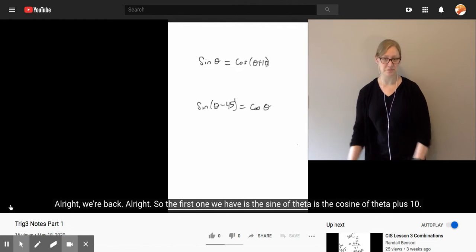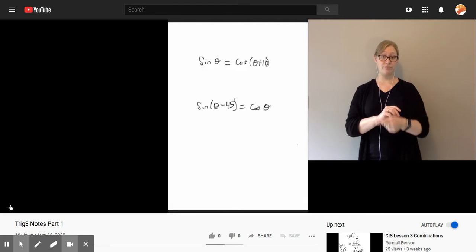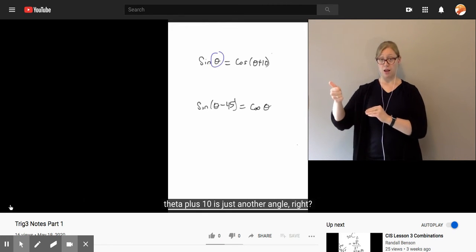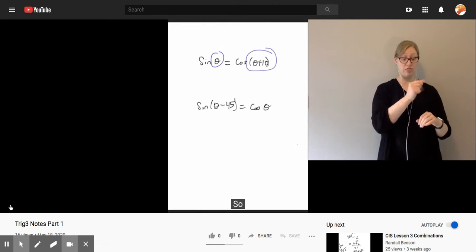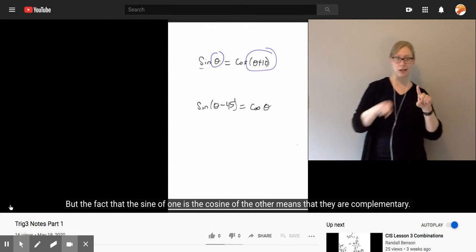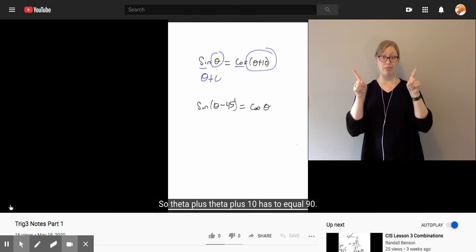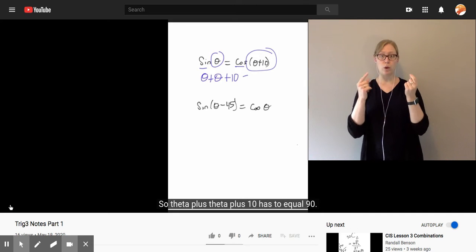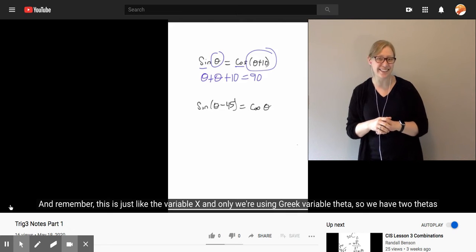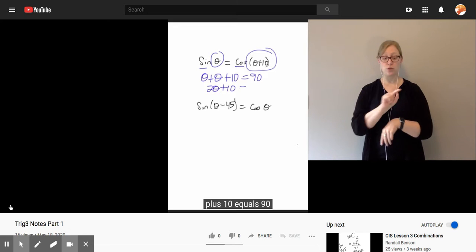All right, we're back. The first one we have is the sine of theta is the cosine of theta plus 10. So our reasoning is that because the sine of one angle, and remember, theta plus 10 is just another angle, so whatever it is, it's 10 more than what theta is. But the fact that the sine of one is the cosine of the other means that they are complementary. So theta plus 10 has to equal 90. And remember, this is just like the variable x, only we're using the Greek variable theta. So we have 2 theta plus 10 equals 90.